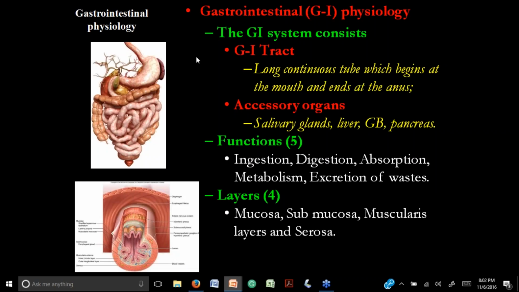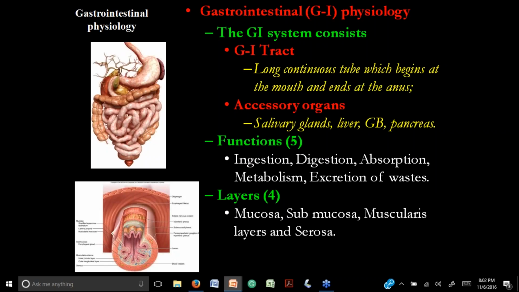Here we are going to start today talking about the gastrointestinal physiology. And for that, we have the basic anatomy. We are going to remark on a few things that are going to be used during this lecture. Number one, we have the GI system. The system, we remember, is composed of different organs. And the GI system is divided into the GI tract and accessory organs.